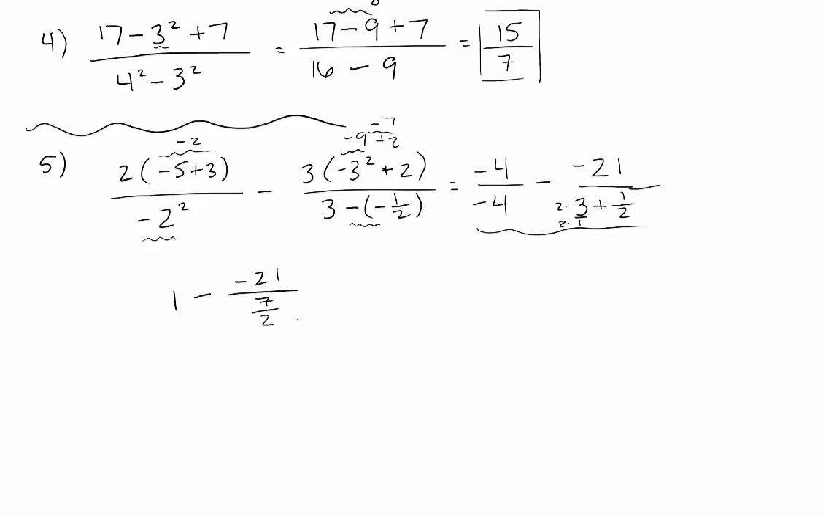All right, so I'm going to rewrite this. I'm going to say, well, this is 1 minus, and I'm going to put the negative out in front. This negative right here is going to go out in front. 21 over 7 over 2. And I did that so we can see that if I minus a negative number, it's just plus. So negative minus minus just turns into a plus.